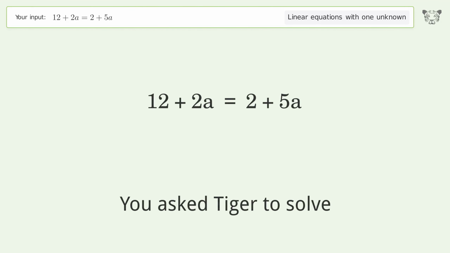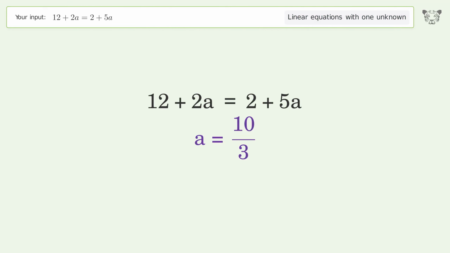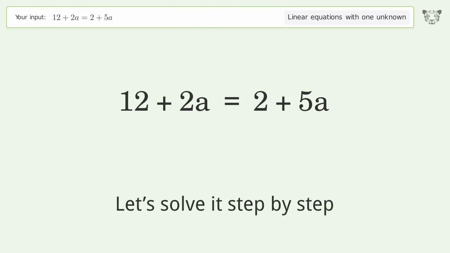You ask Tiger to solve. This deals with linear equations with one unknown. The final result is a equals 10/3. Let's solve it step by step.